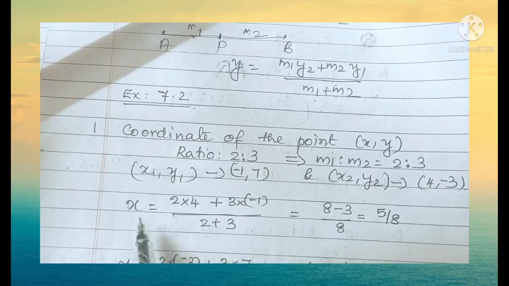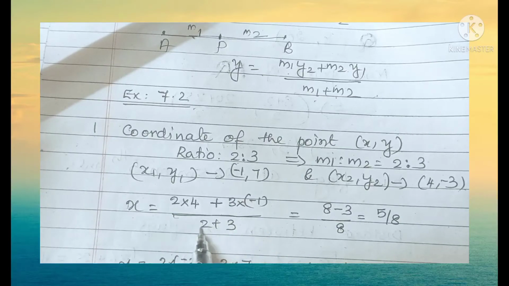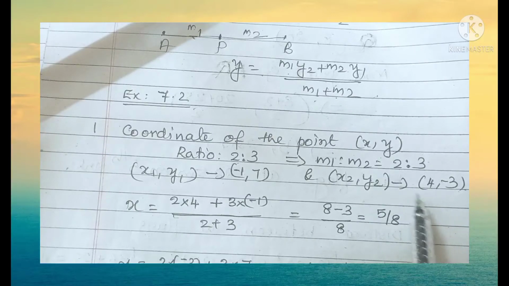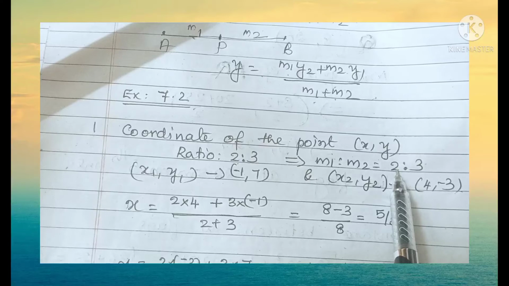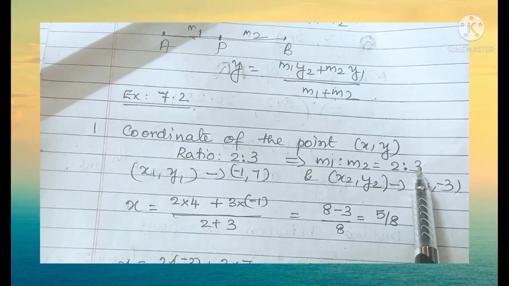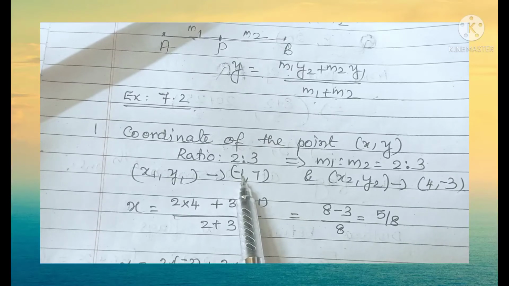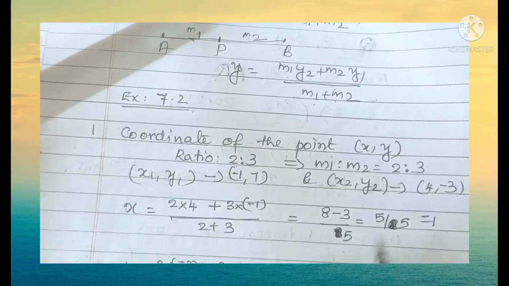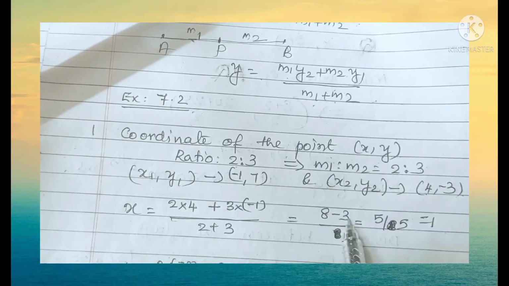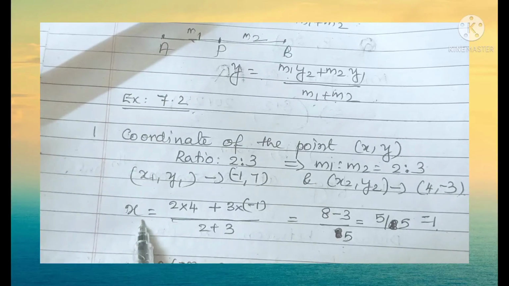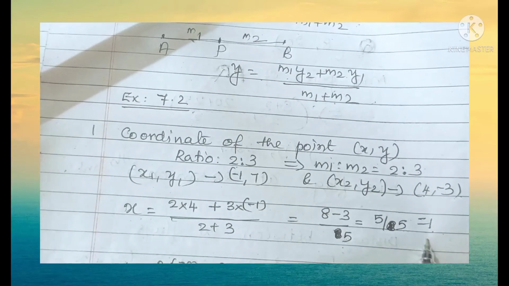Let us substitute that value. What is x? X is (m1x2 + m2x1) by (m1 + m2). Here m1 x2. What is m1? That is 2. x2 is 4, plus m2 is 3, x1 is -1, by m1 plus m2. m1 plus m2 is 5. So 8 minus 3 by 5, 5 by 5 is 1. So we got the value of x as 1, that is x coordinate is 1.